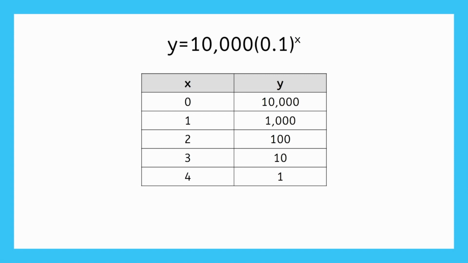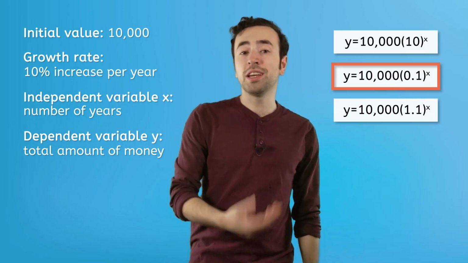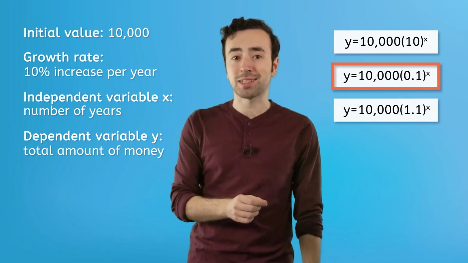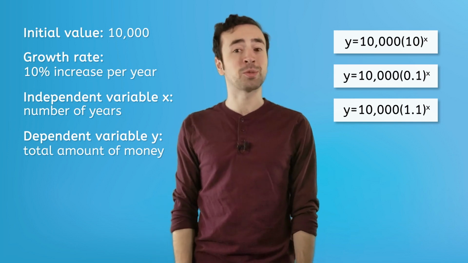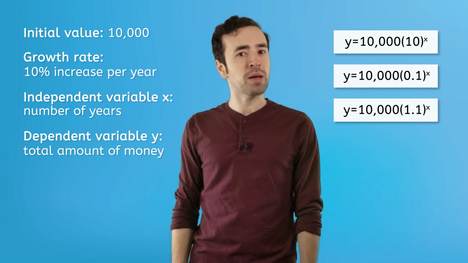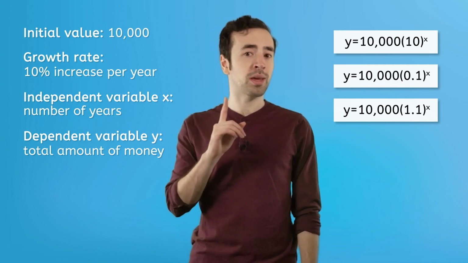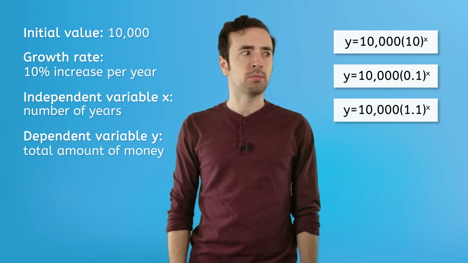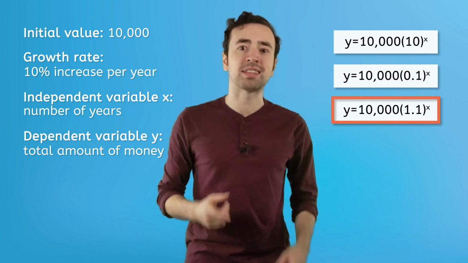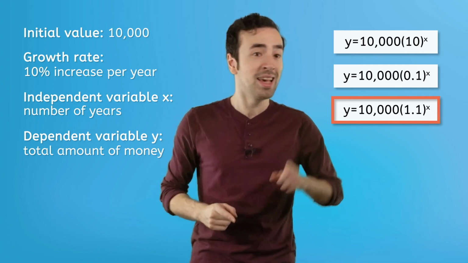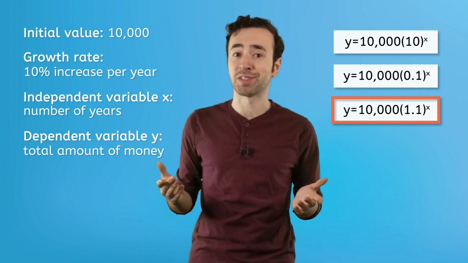Well, 0.1 is 10% as a decimal. It looks like changing the percentage to a decimal isn't going to work either. So changing this percentage increase to a decimal isn't giving us the output we'd expect. I would be pretty upset if my $10,000 became enough to buy one candy bar. So this last equation, y equals 10,000 times 1.1 to the power of x, this must be correct. Let's see why.